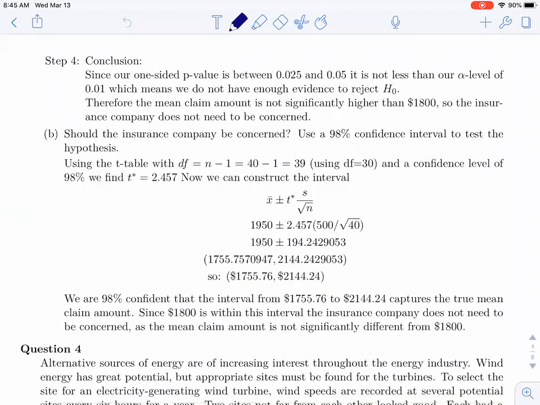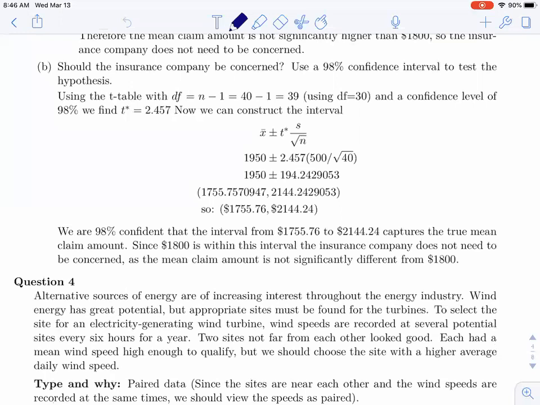So I've got, using the T table with, because you've already shown the work for calculating the degrees of freedom in part A, you could just say with 30 degrees of freedom, that's fine. And a confidence level of 98%, we find T star is 2.457. So now you can plug those values in and find your confidence interval.